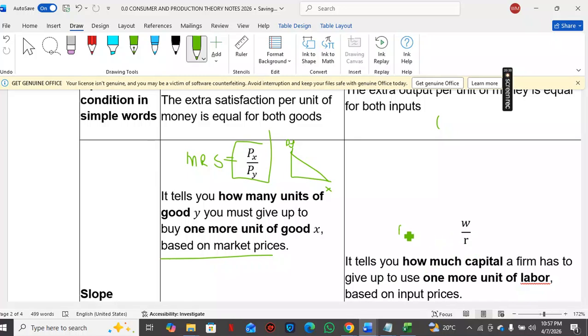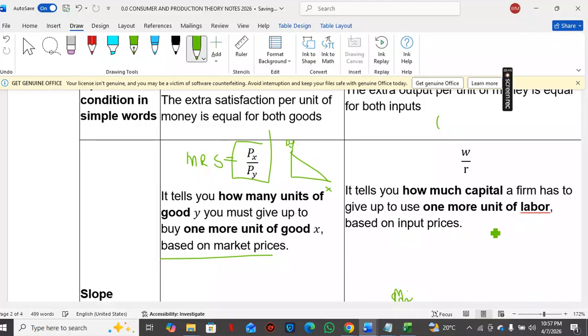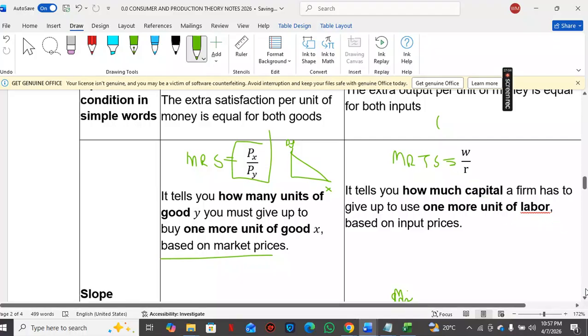based on market prices. Then for the production theory, the marginal rate of technical substitution equals this: how much capital a firm must give up to use one more unit of labor?